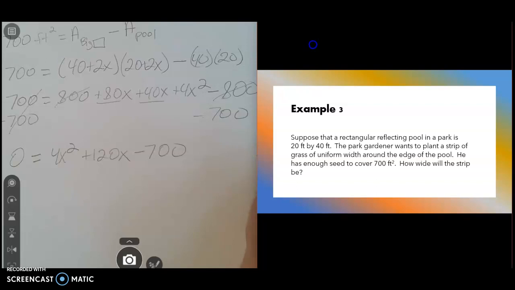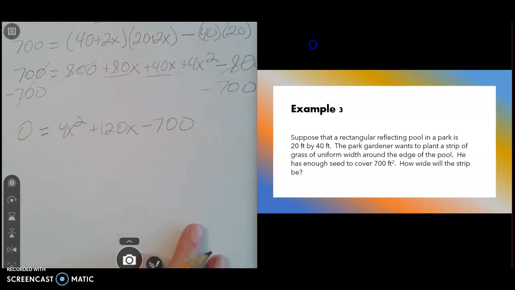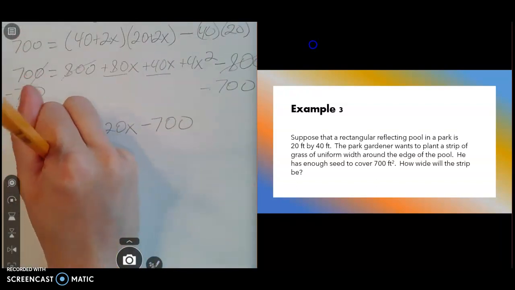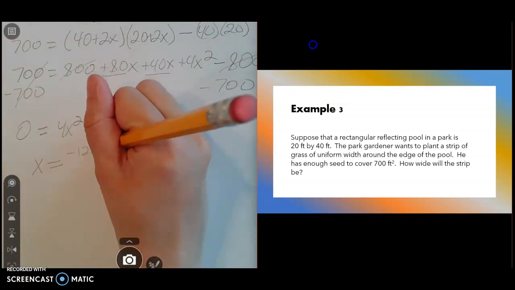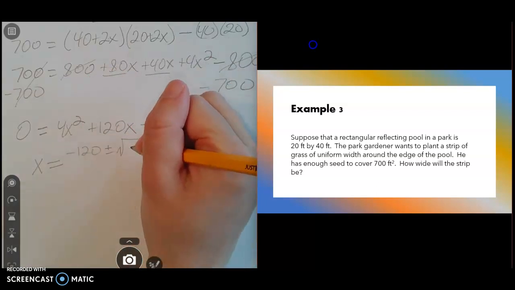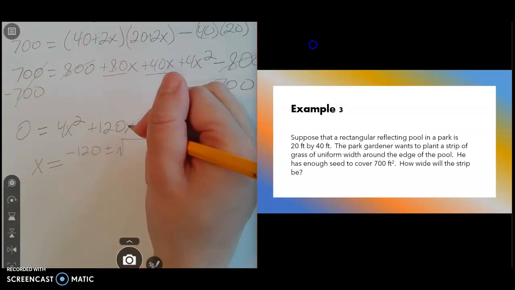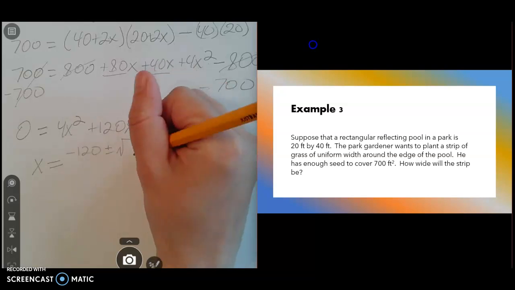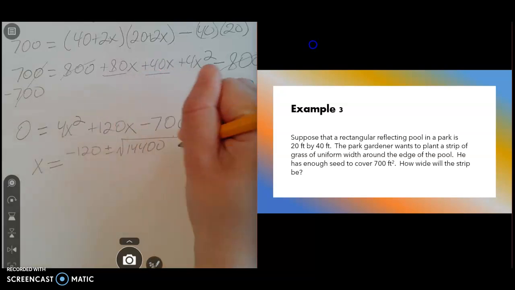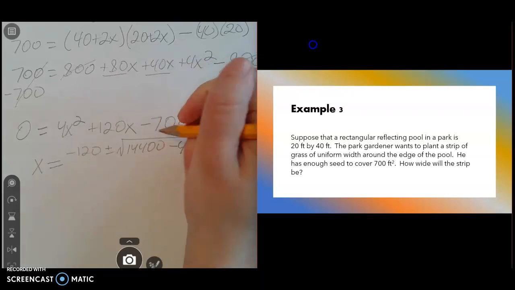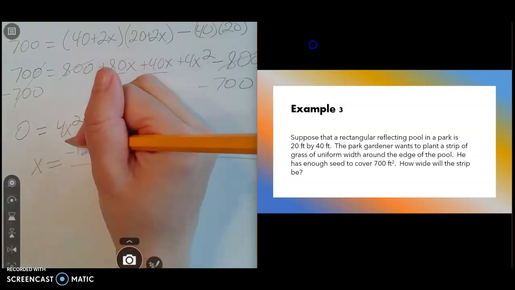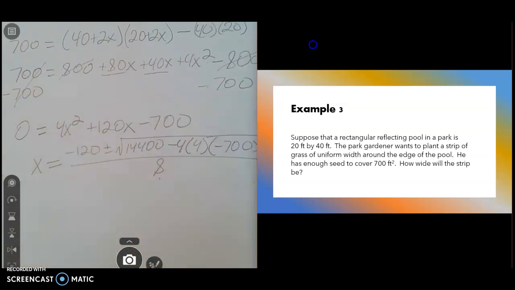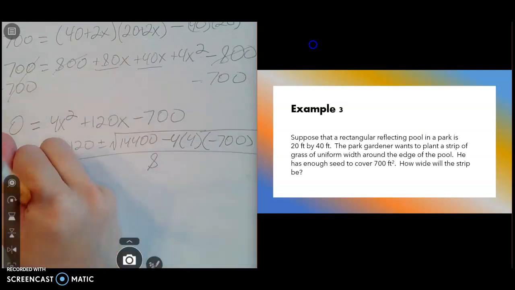From here, well, these look like big numbers. Let's just go right to the quadratic formula and let's see how that goes. x equals the opposite of b, so that would be negative 120, plus or minus the square root of b squared. So 120 squared is 14,400, minus 4 times a, which is 4, times c, which is negative 700, all over 2a, so 2 times 4 would be 8. All right.